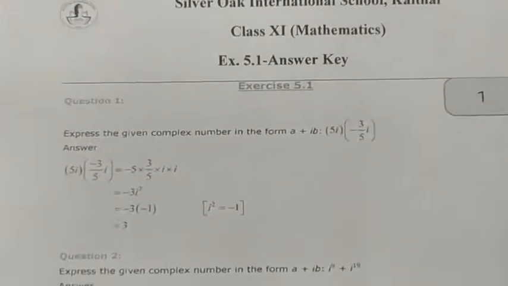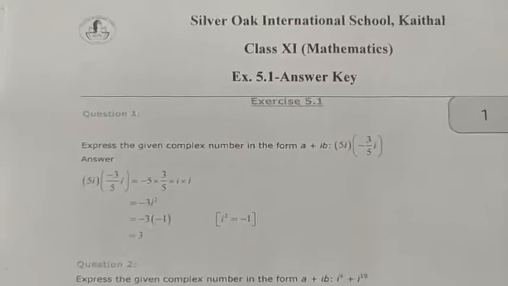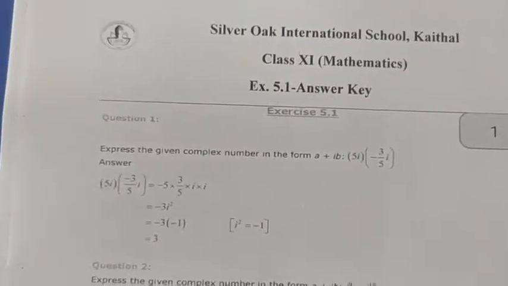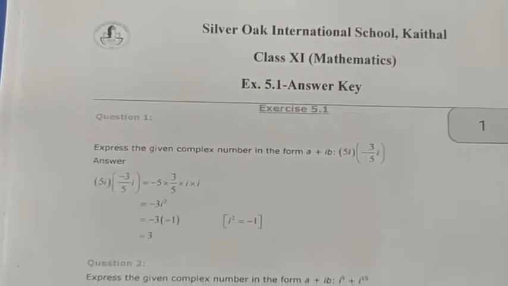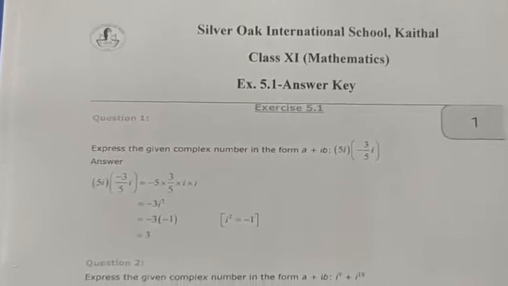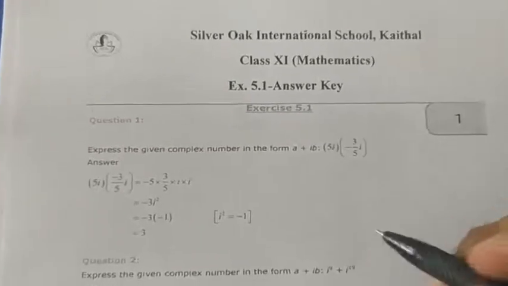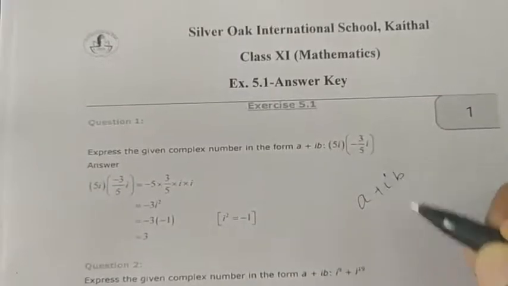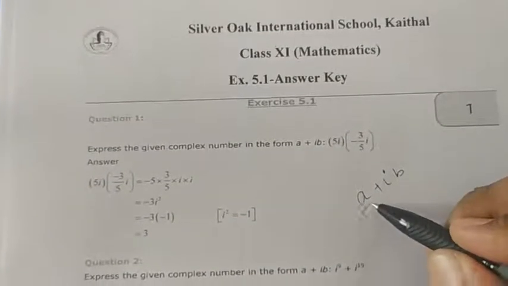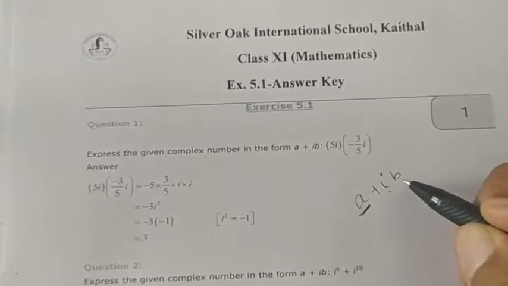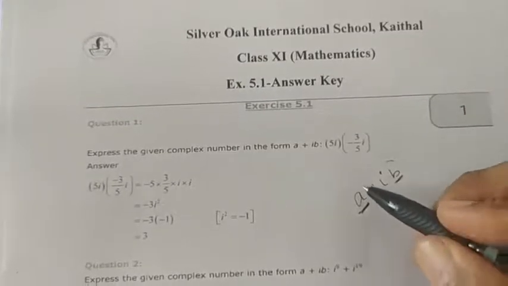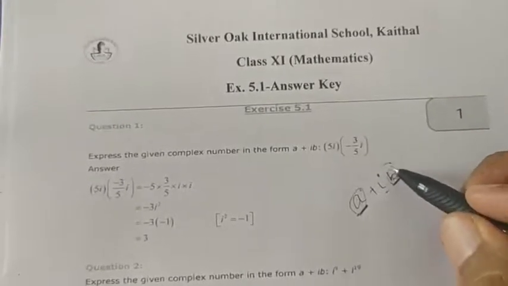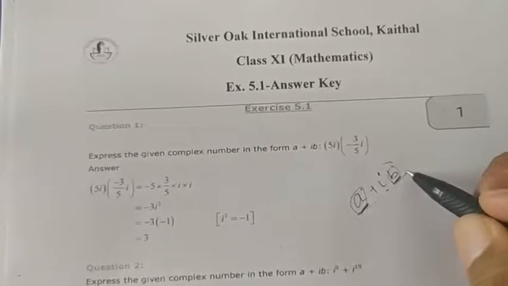We are starting the new chapter 5, that is complex numbers and quadratic equations. First of all, you must know what a complex number is. A complex number is represented by a + ib. This is the real part, and with the iota, this is the imaginary part. Real part is a and imaginary part is b. This is called a complex number.